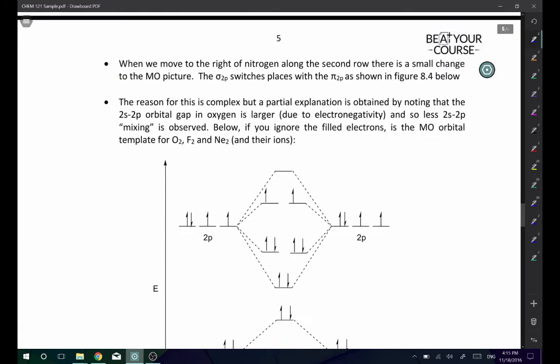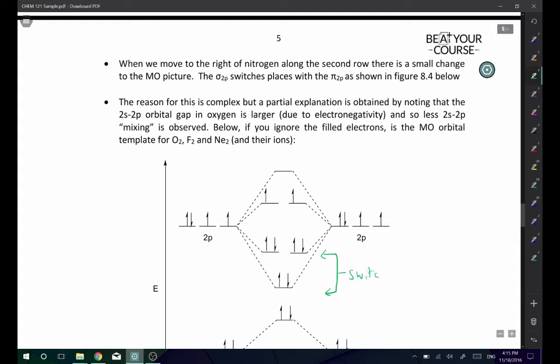Now things get a little more complicated when you look at oxygen, and there's one main thing that has changed, and that is, if I highlight this, and I'll do it in green, these two orbitals have switched.